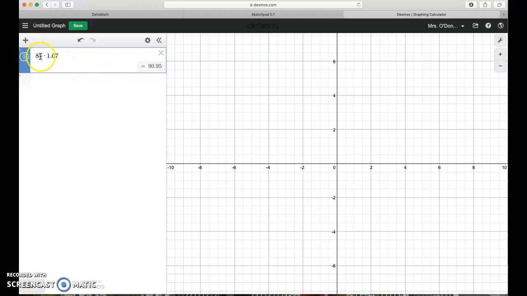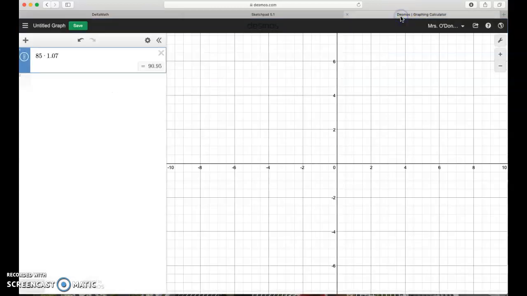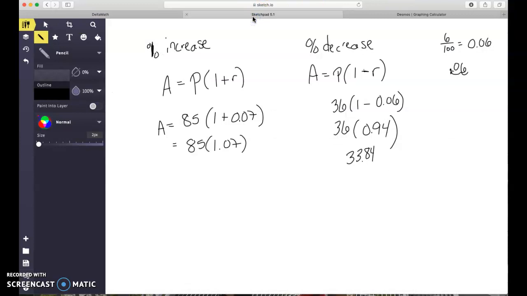All right, so 85 times 1.07 gives us 90.95, but we have to be careful because Delta Math wants us to round to the nearest tenth. If we try rounding 90.95 to the tenths place: 5 and above, give it a shove; 4 and below, let it go. So that 5 is going to push that 9.